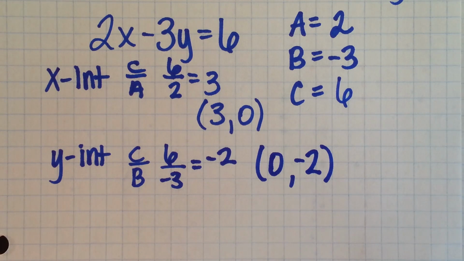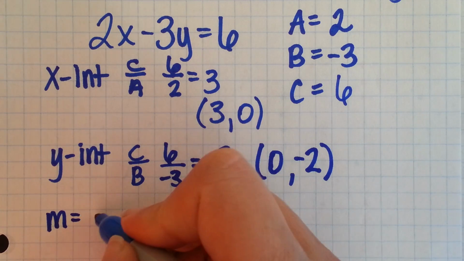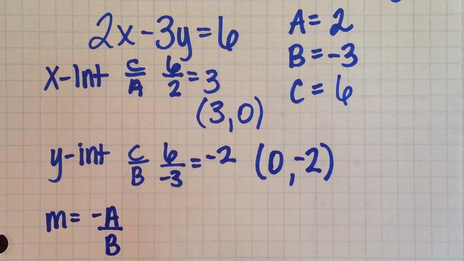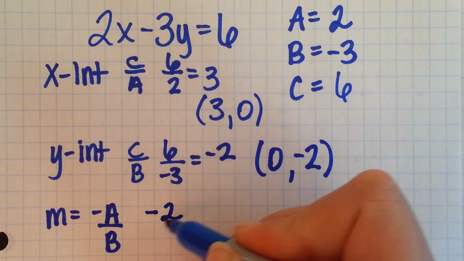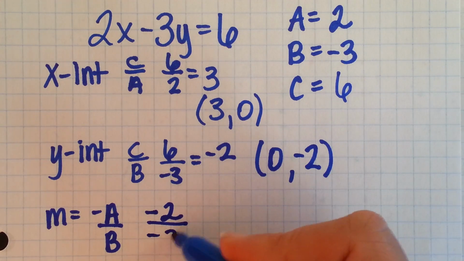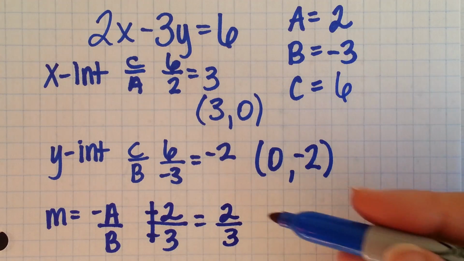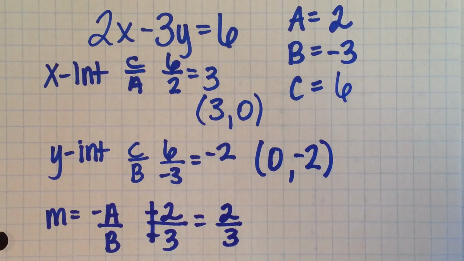If we wanted more points, we would use our slope. Remember, there's a shortcut for finding slope also. It would be negative a over b. So for us, we would have a negative 2, and our b is a negative 3. The negatives would cancel, which gives us 2 over 3. Remember, that gives directions up 2 and to the right 3.